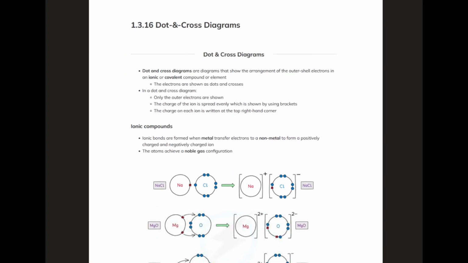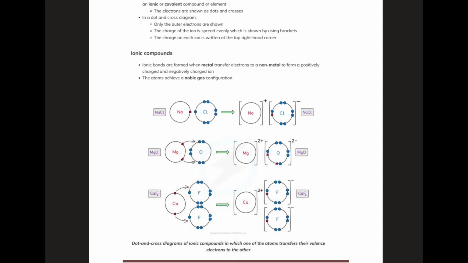Dot and cross diagram. So dot and cross diagram, we already learned that is the arrangement of electrons in the outer shell. That means valence electrons. So in ionic or covalent, we can draw dot and cross diagram. So for example, ionic. So how do we draw? Remember, put square bracket with charge outside. Positive charge, negative charge. Okay, then example again, magnesium oxide.